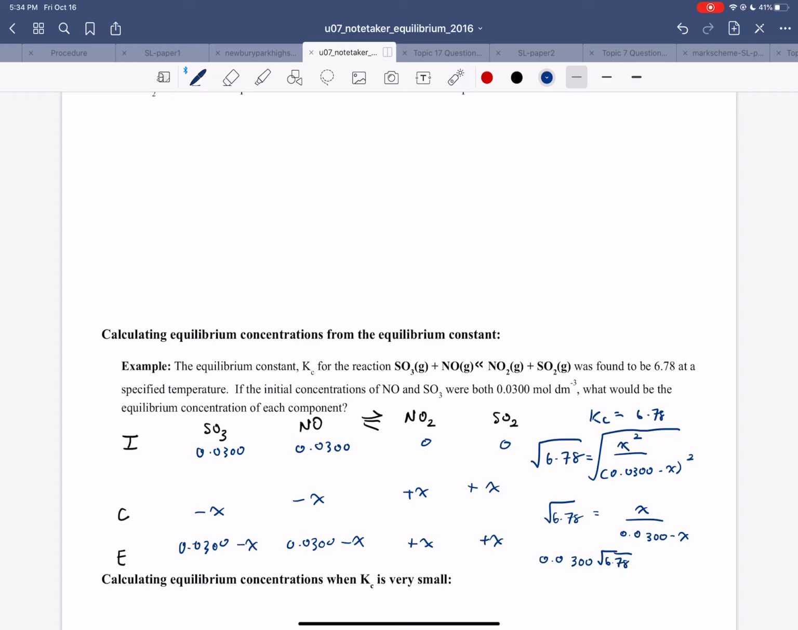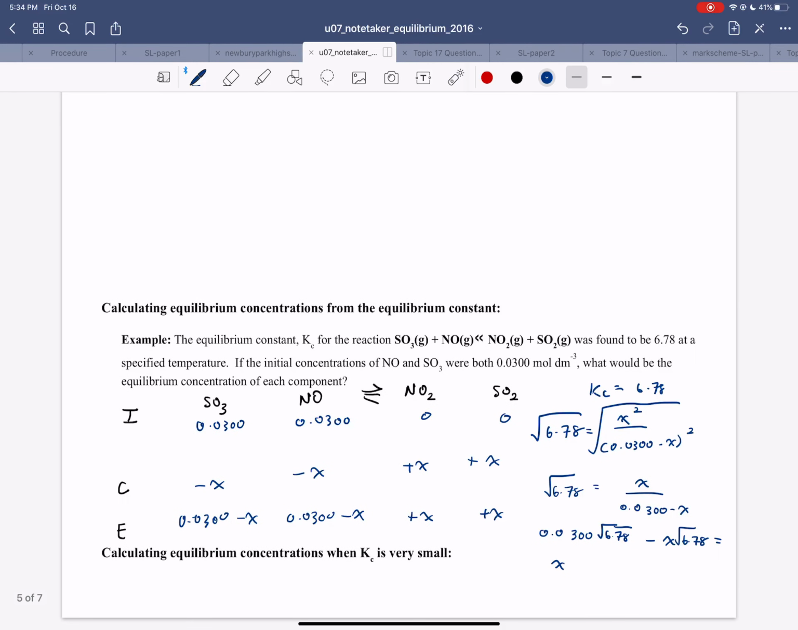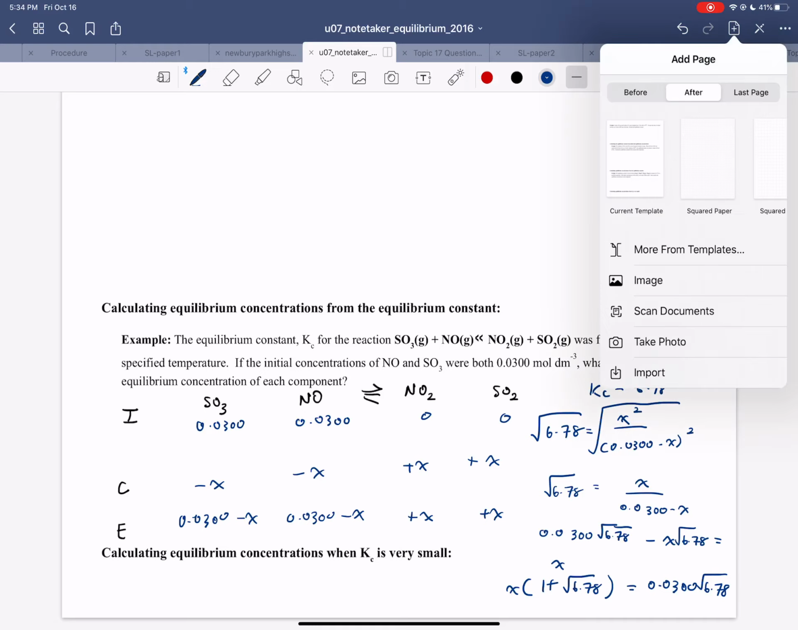Or it's actually root 6.78 times 0.0300 minus root 6.78 x equals x, and if you isolate and factor, you get x times 1 plus root 6.78 is equal to 0.0300 root 6.78. So I'm going to just add a whole new page here.